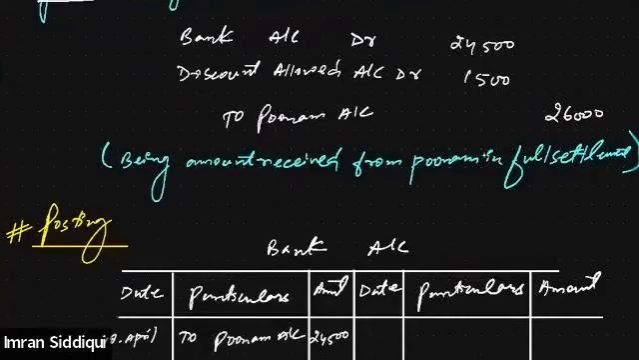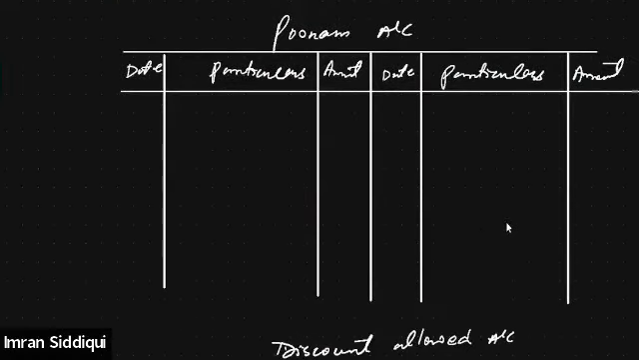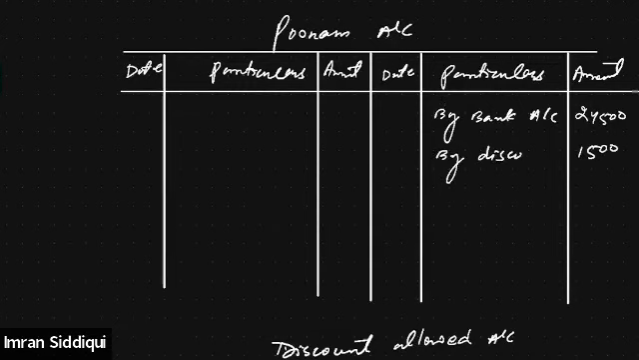But it will be written like this. First of all, bank account, and going in the Poonam account, we'll write the transaction on the credit side. We'll enter 24,500. This is for bank, by bank account, and 1,500 as well by discount allowed account. All right, and we'll put the date 18th April. 18th April. This is it.